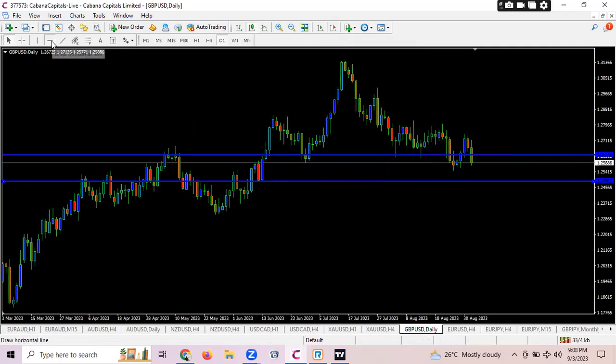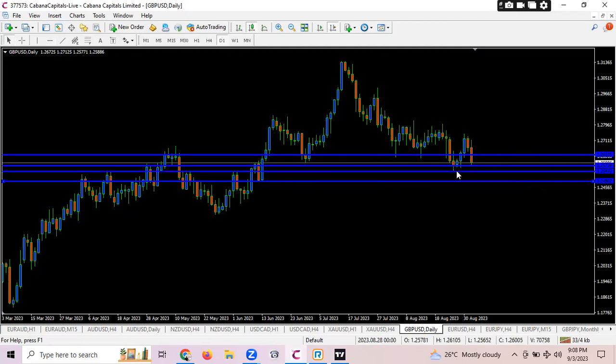So on daily, we have a support here, which wasn't broken last week. Friday candle just tested this support, and there was a rejection from that level. So if you are considering selling GBP USD, wait for a 4-hour candle to close below this support zone before you sell. That's my take on GBP USD.